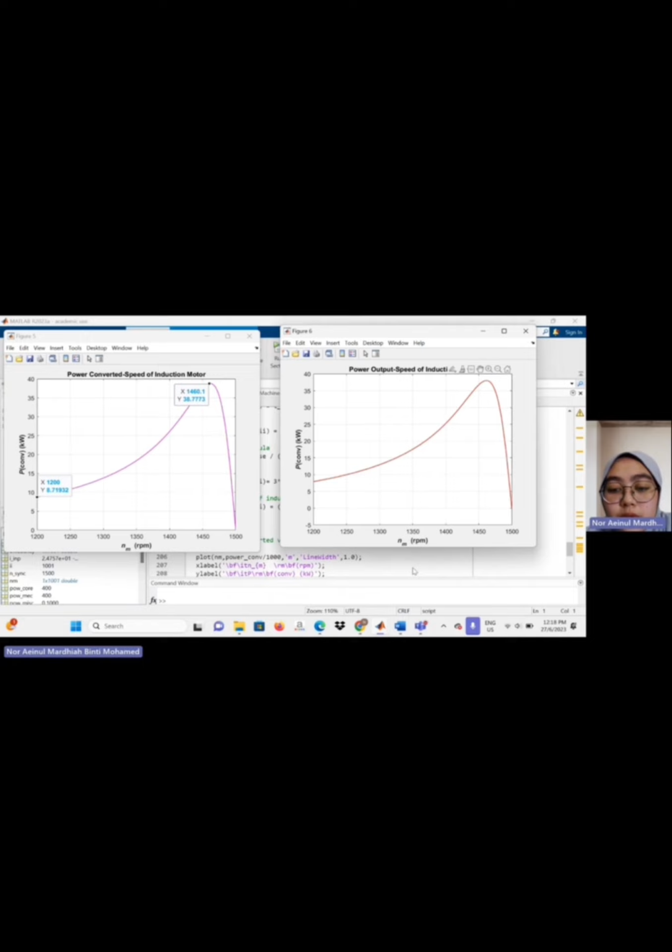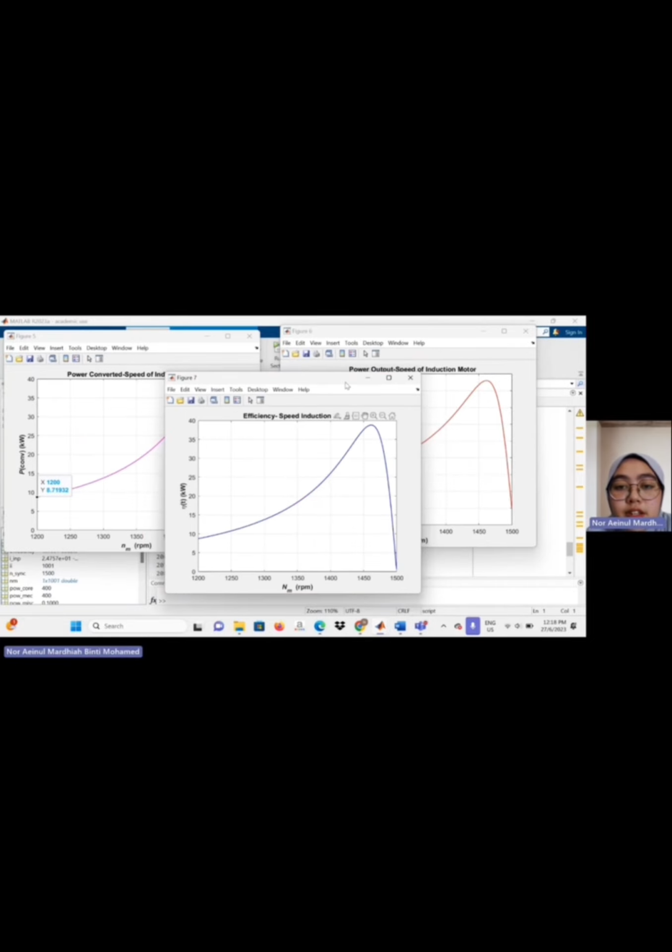This is power output speed induction motor. And the last one is efficiency speed induction motor.